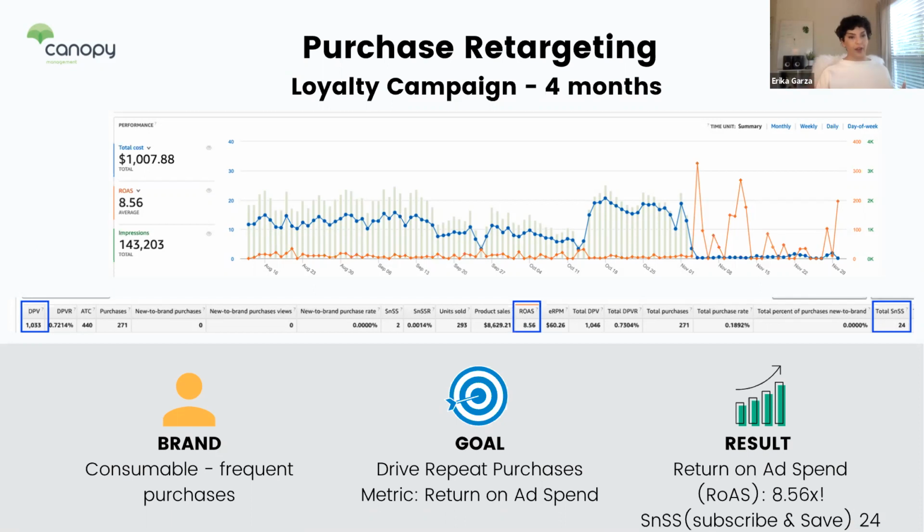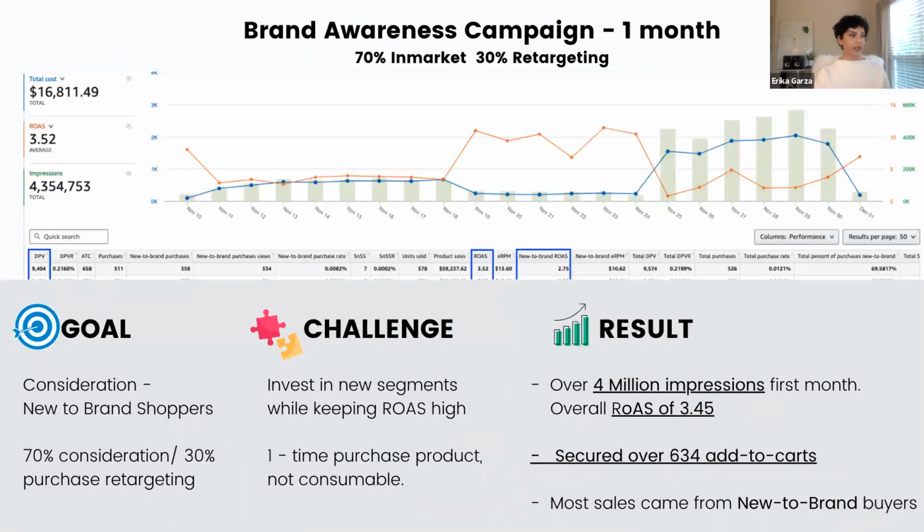So I do want to talk about brand awareness, and that's my next example here. What does a brand awareness strategy look like, and what do those results look like? So this is only a 1-month campaign. These results are incredible considering there's a very short window to optimize and recalibrate.